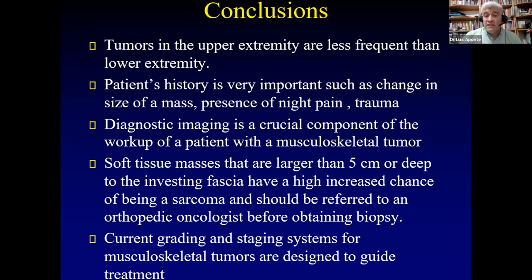Soft tissue masses that are larger than 5 centimeters or deep, invading the fascia, have a high chance of being a sarcoma and should be referred to an orthopedic oncology center before the biopsy, because sometimes the biopsy has to be performed in the center. And the Enneking staging system for these tumors is very important, as it is designed to guide treatment. That's why I showed you at the beginning. So that's all.